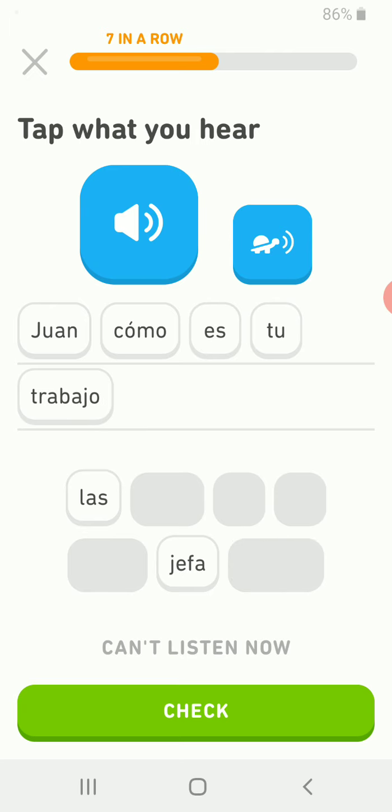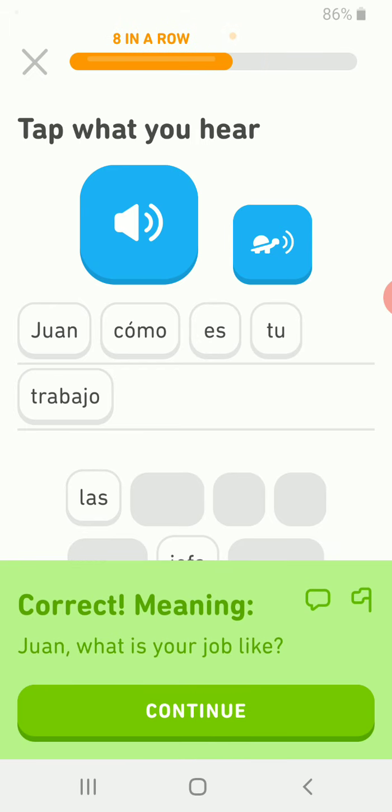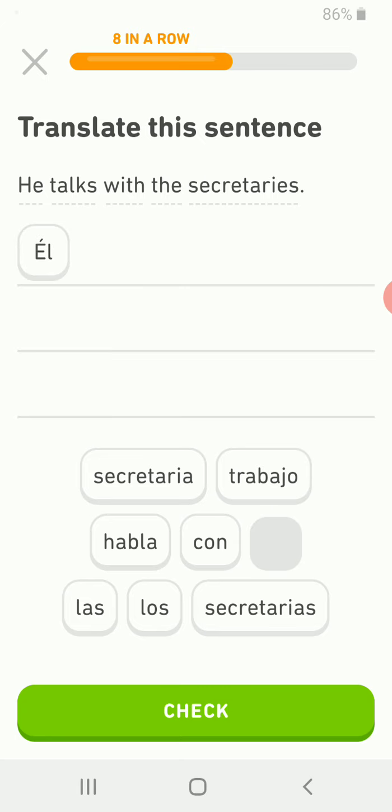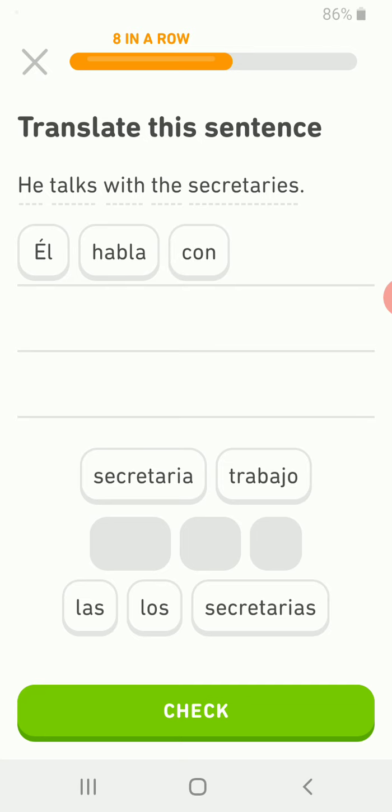Trabajo here too does not have an accent over the o. It means yo. So Juan, how is your work? What is your work like? ¿Cómo es? So there's a nuance here. What is your work like? ¿Cómo es tu trabajo? ¿Cómo va tu trabajo? would be how is it going at your work? Yeah, at your workplace. He talks with the secretaries. So él habla con las secretarias.